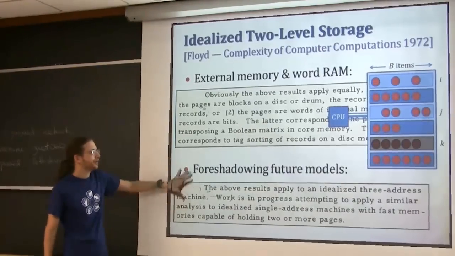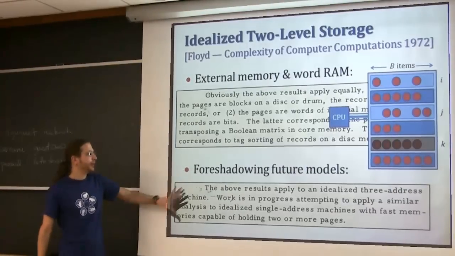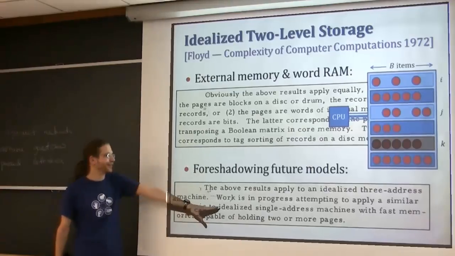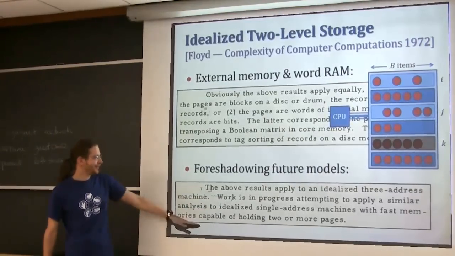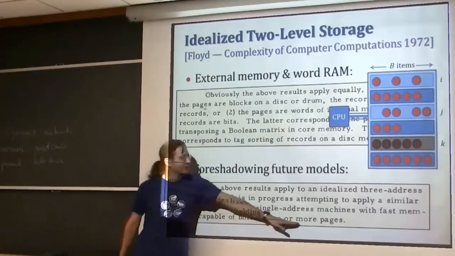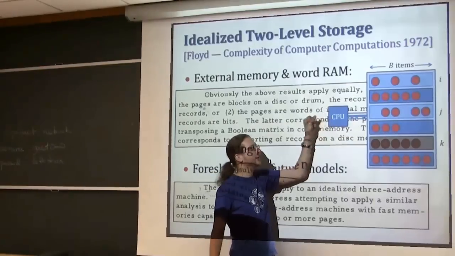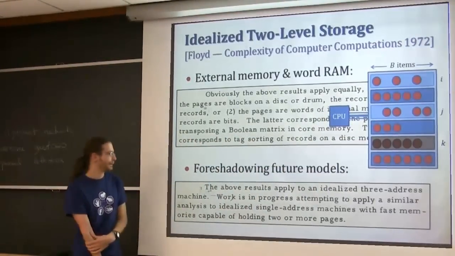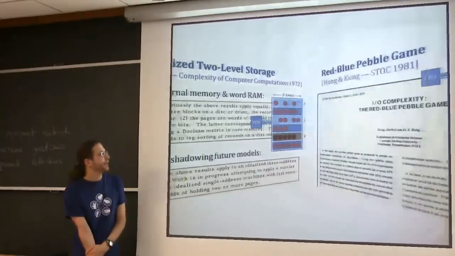Another thing is it's foreshadowing what we call the I/O model, which we'll get to in a little bit. It says work is in progress. He got scooped, unfortunately. Work is in progress, unless he meant by someone else, attempting to study the case where you can store more than 2 pages. Basically, this CPU can hold 2 of these blocks and then write one back out, but has no bigger memory than that, or bigger cache. So that's where we were at the time.